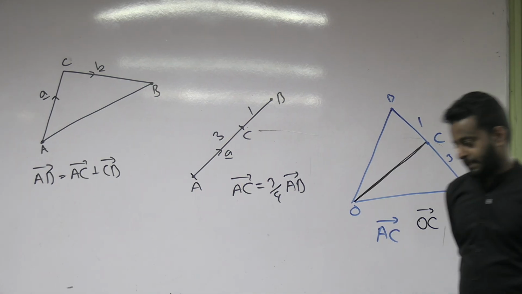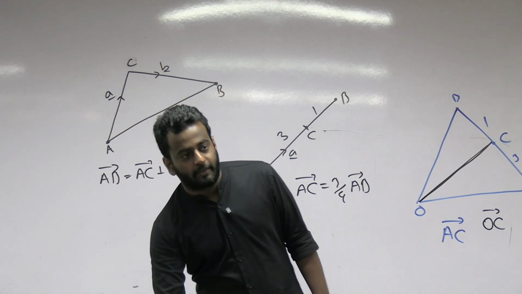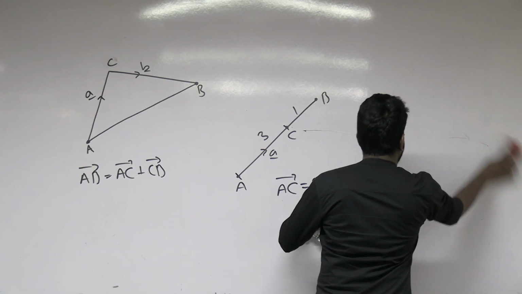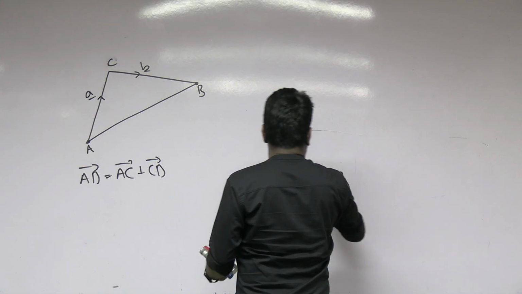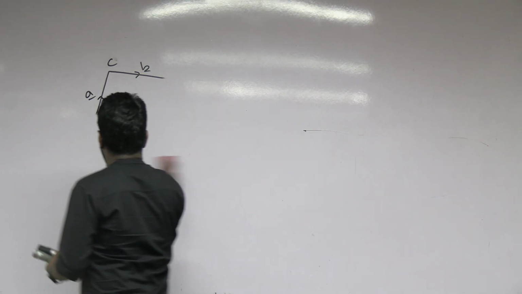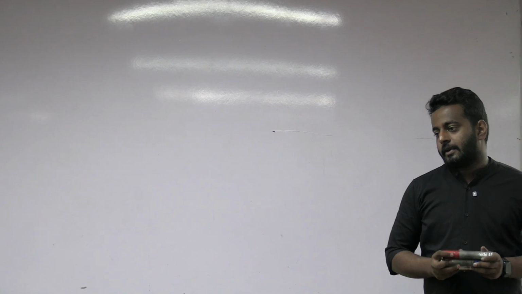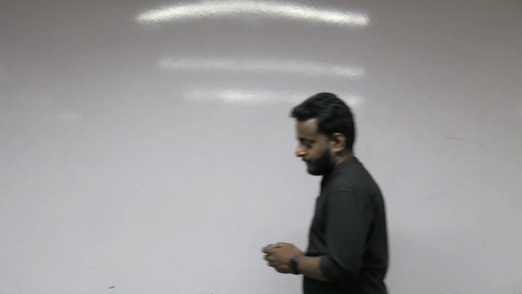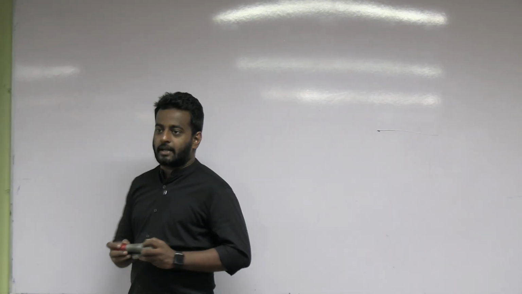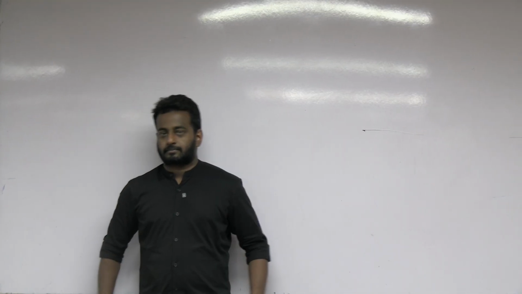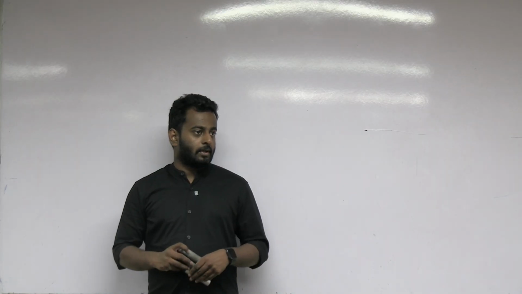And part 2, if the vector is a portion of a complete vector, use the ratio method to find the vector. Okay, right.